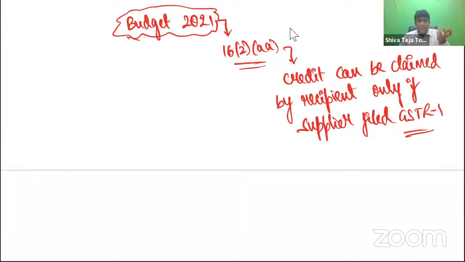This is not a small amount. It's a very big amount where credit can get blocked.